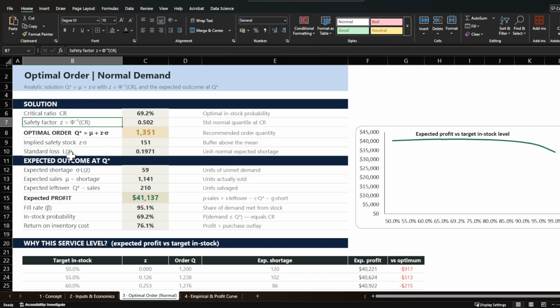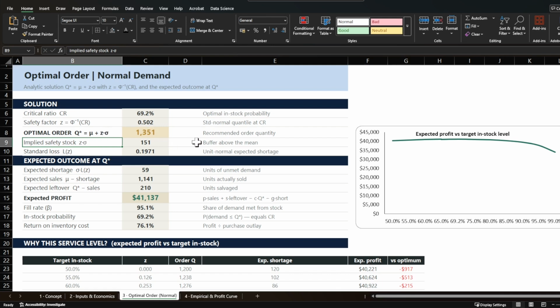Once we have calculated the Z, now we are going to calculate the optimal order quantity, which is just the mean of the demand plus the Z score multiplied by the standard deviation, and we come to the value of 1351. Mean and standard deviation we have provided here, and the Z we have calculated here. If you know this formula, it is just mean demand plus safety stock at a particular service level for the Z score. What is the safety stock here? It is Z multiplied by standard deviation. So this is the buffer above the mean.